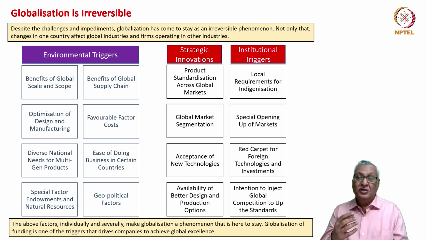That is the intention, that even the domestic companies should enhance their level of game with the entry of global companies. That could be one institutional trigger for the overall globalization. These factors individually and selectively and severally and collectively make globalization a phenomenon that is here to stay. Globalization of funding also is happening. Trillions of dollars of investments are flowing across geographies, and that is a great trigger that would drive companies to achieve global excellence, particularly if they are committed to sustainability and environmental empathy, social responsibility and corporate governance considerations.